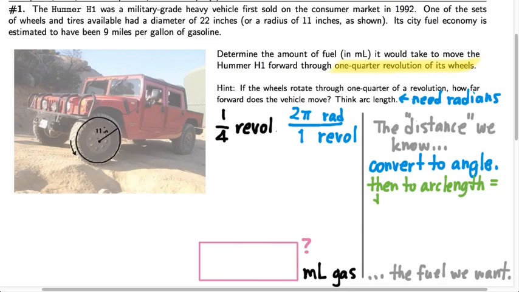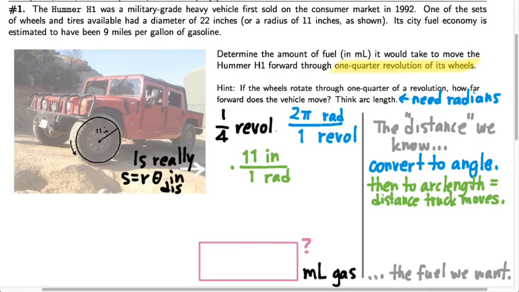That angle we can then convert into a forward motion, a linear motion of the truck, using an arc length conversion. And that just takes the form of every 1 radian that this tire rotates, the truck's going to move forward by 11 inches. That's really just the usual arc length formula in a different disguise. So now we're down to a number of inches that the truck will move forward in this 1/4 of a revolution. In order to use the fuel economy information, which is given to us in miles per gallon, we're going to need to convert that distance into a number of miles.